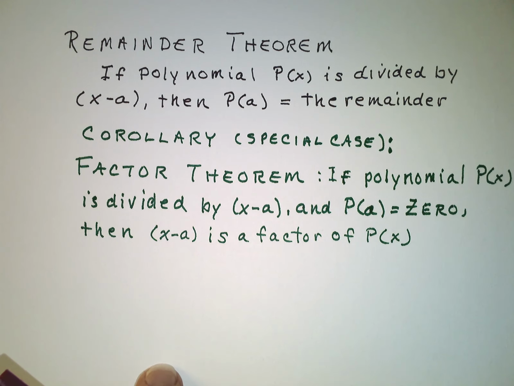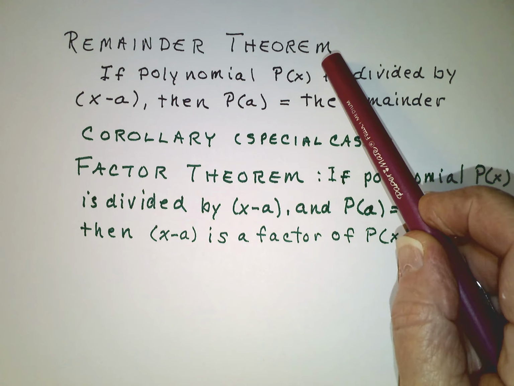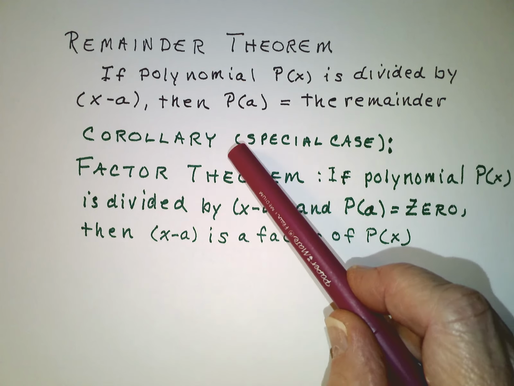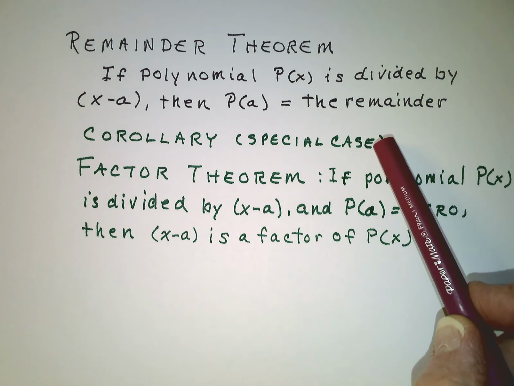So, one of the main uses for polynomial long division is to help us find factors of high degree, large polynomials. That way we can find the factors, the roots, the solutions, the x-intercepts, but it's a tedious process. And as always, people are looking for shortcuts. Two of those shortcuts are the remainder theorem and its corollary, the factor theorem. Corollary just means it's a special case.